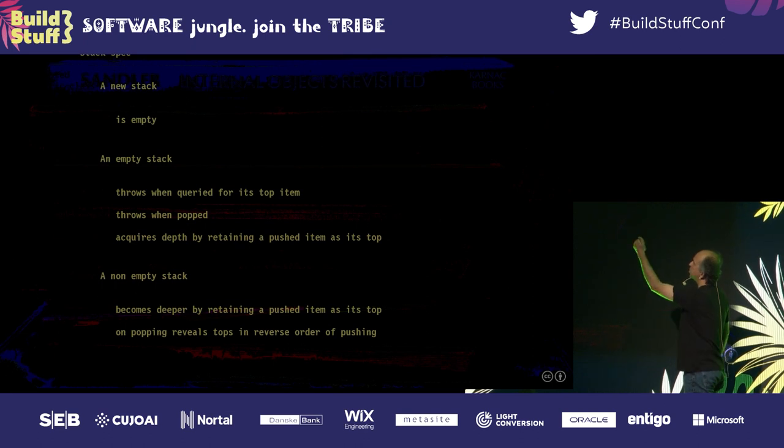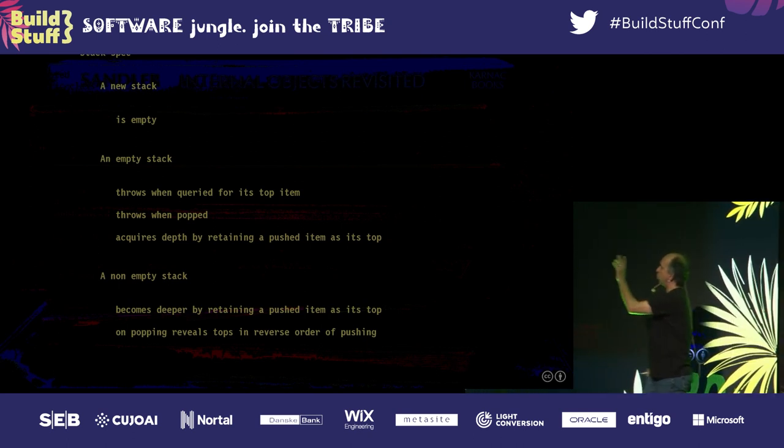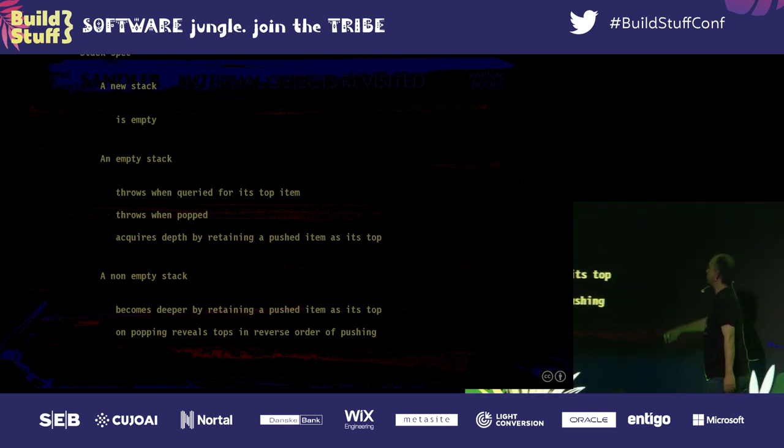We've got a stack spec. A new stack is empty. An empty stack throws when queried for its top item. An empty stack throws when popped. An empty stack acquires depth by retaining a pushed item as its top. The one that gives you the sense of depth. A non-empty stack on popping reveals its tops in reverse order of pushing.